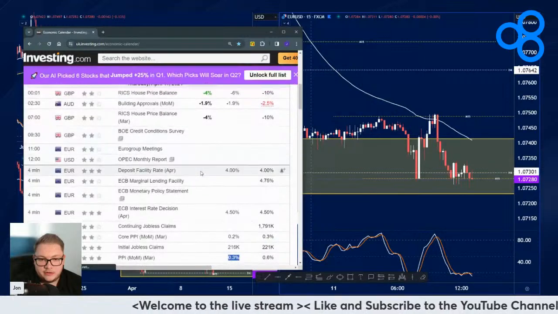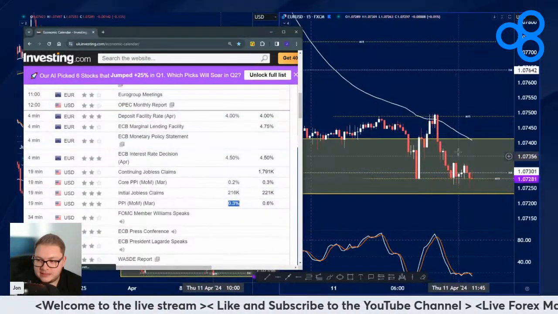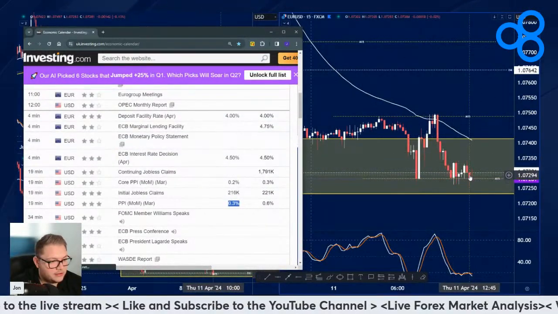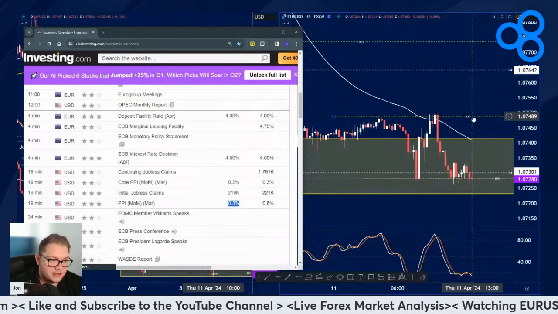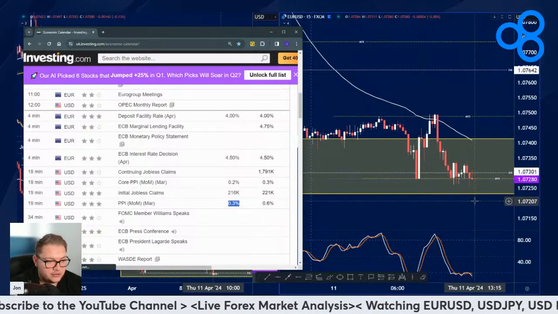So interestingly enough, we've got 4 minutes to the event. Price is seeing a little bit of downside movement. Where do we think we're going to be, guys? Do you think we're going to be above 1.0750, or do you think we're going to be way below?